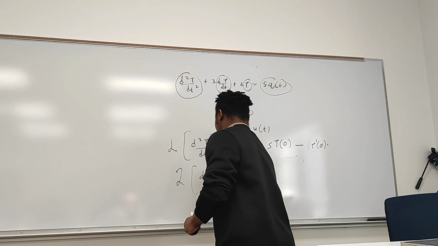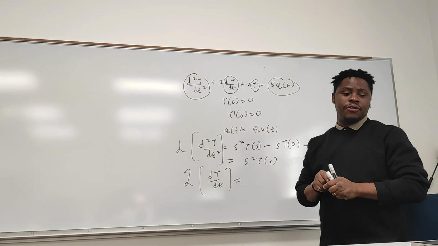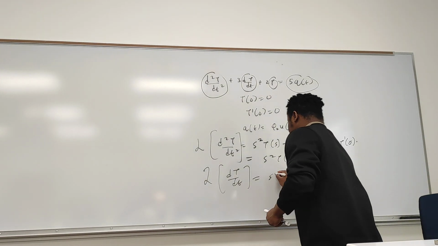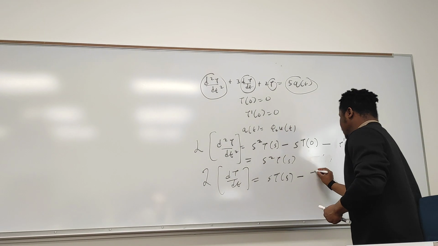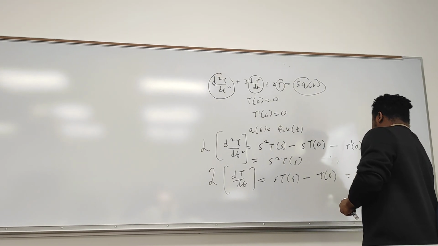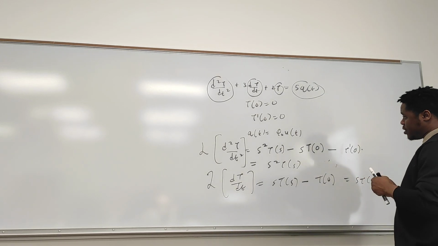Laplace of d tau over dt. That would be what? From the table. Someone tell me from the table. That would be S tau of S, right? Minus tau of 0. Is that correct? So this gives S tau of S. You do not need to memorize this. You just need to know how to use it in the table.